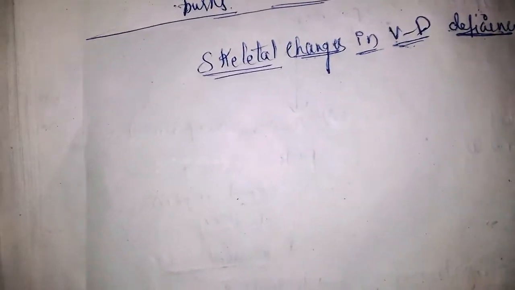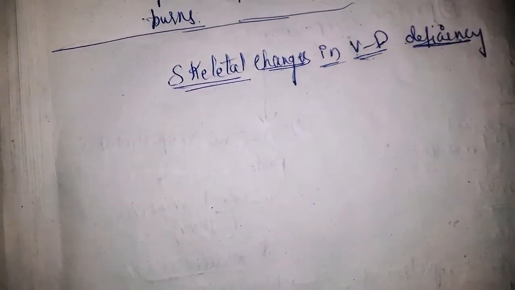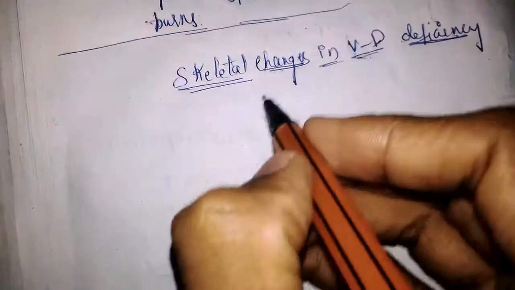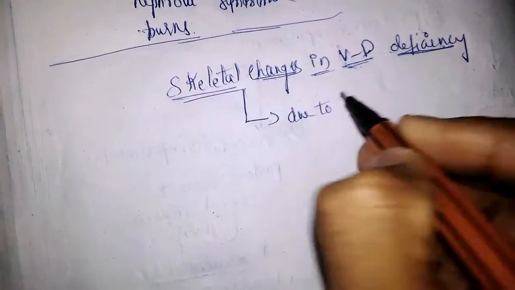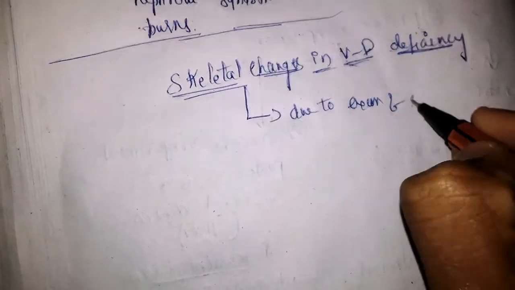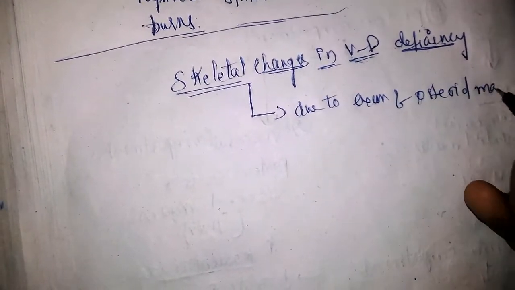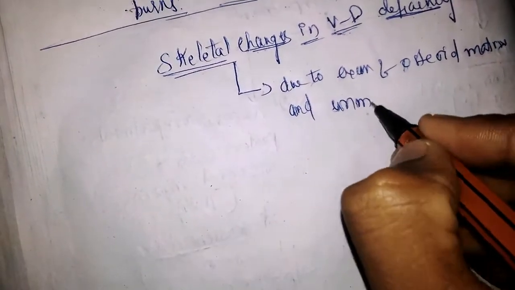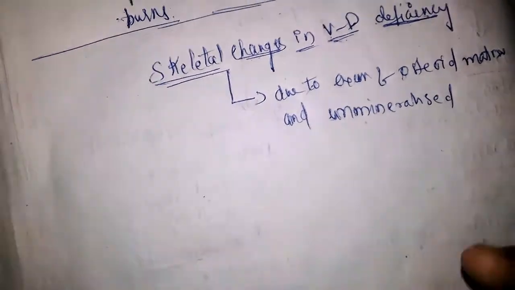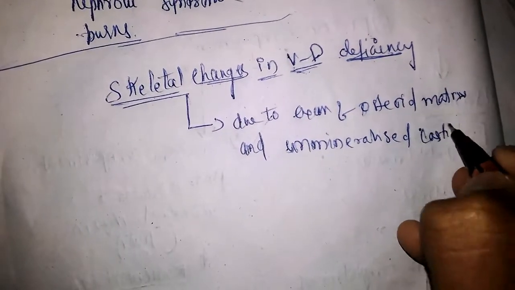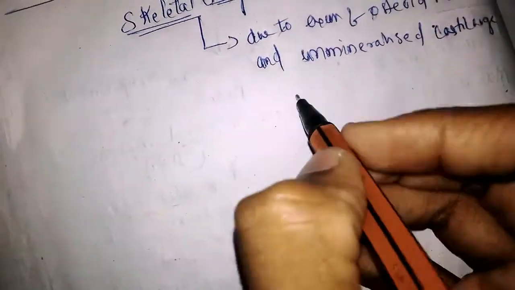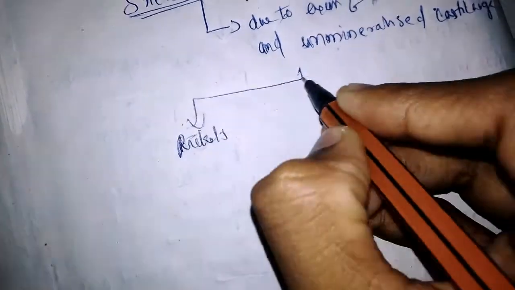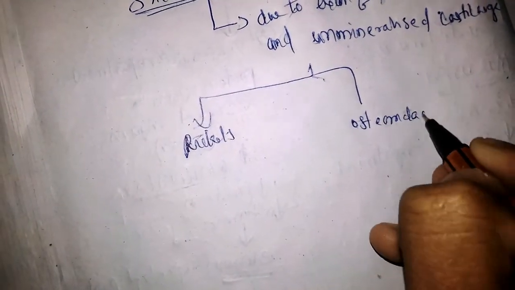Let us discuss skeletal changes in vitamin D deficiency. The skeletal changes are mainly due to excess of unmineralized cartilage and excess of osteoid matrix. These two things lead to skeletal changes. And as all of us know, there are mainly two conditions: one is rickets, and another is osteomalacia.